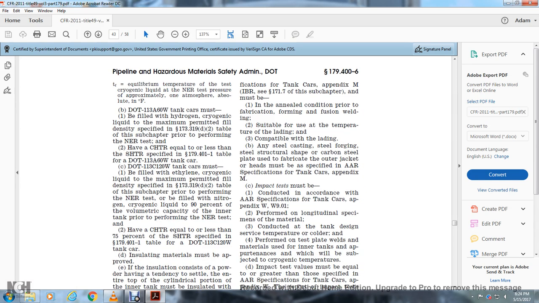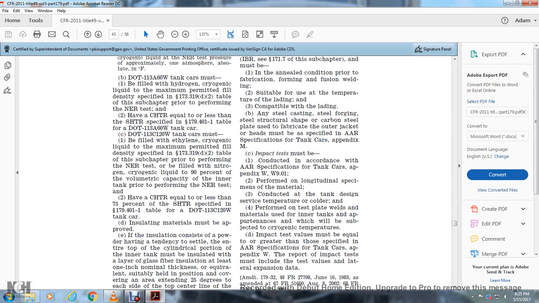Impact tests must be conducted in accordance with the AAR specification of the tank car's Appendix W9.01. Performed with the longitudinal specimen of the test of material conducted in the tank designed several temperature for the colder of the performed on test plate weld, the material of the inner tank for the impurities of which whether it will be subject to the cryogenic temperatures. Impact test values must be equal to or greater than those specified by the AAR specification.